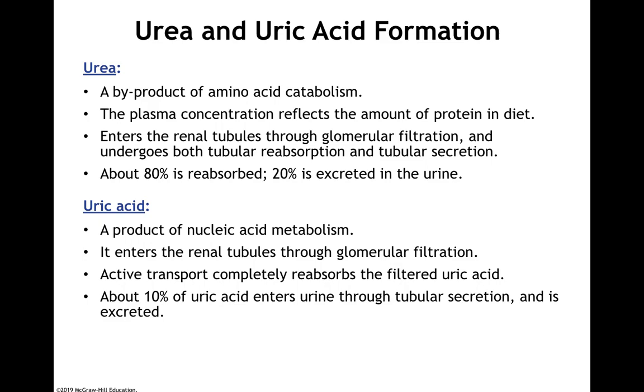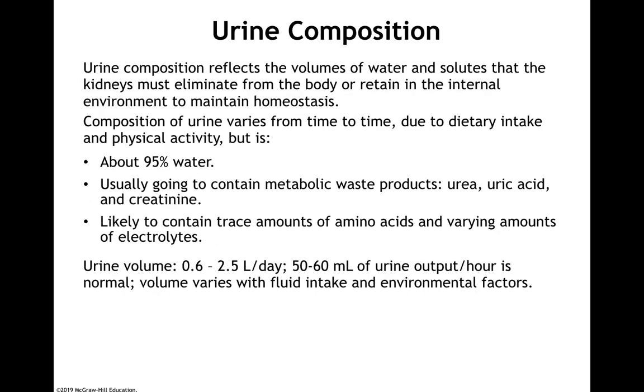The other nitrogen-containing waste is uric acid, and uric acid is a product of nucleic acid metabolism rather than protein. It enters the renal tubules through glomerular filtration. Active transport completely reabsorbs the filtered uric acid. About 10% of uric acid enters the urine through tubular secretion, and that is then released.